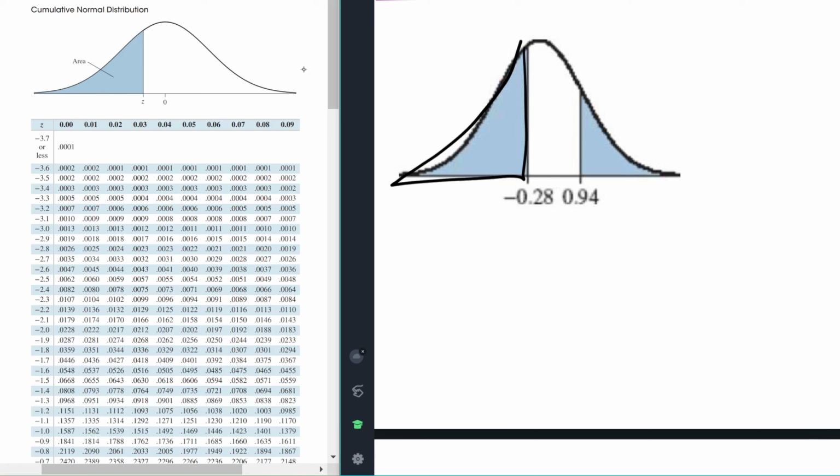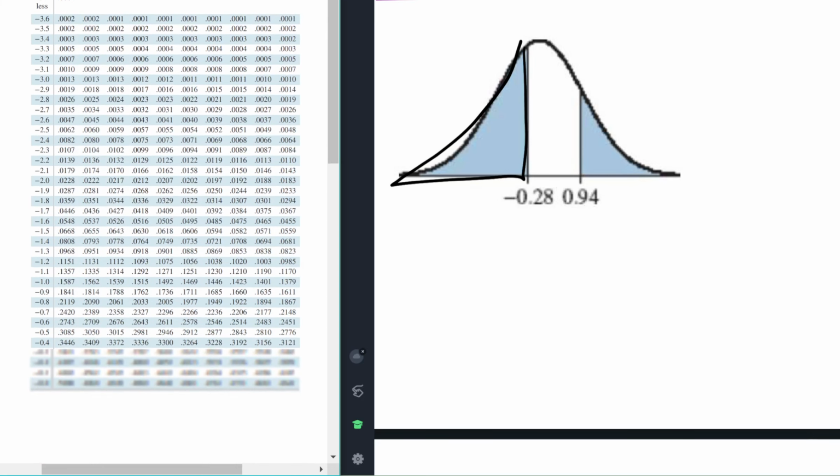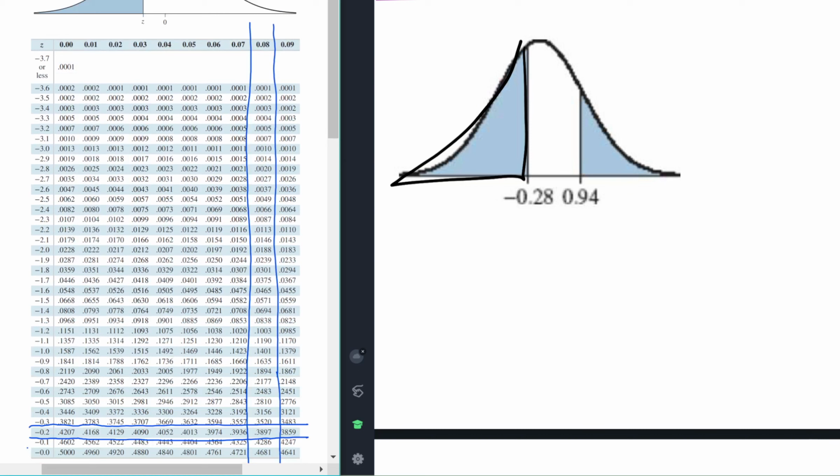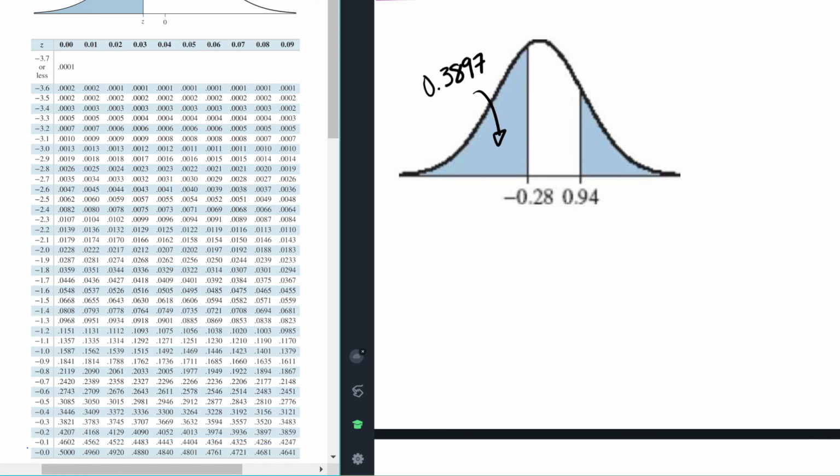I look at negative 0.2 first. So I have to scroll down, got to get closer to 0. Highlight that row. And then we find the corresponding column for 0.08. That helps us find the value specifically for negative 0.28. And that is an area of 0.3897. Now that's only part of it. We found the first portion that we're interested in.